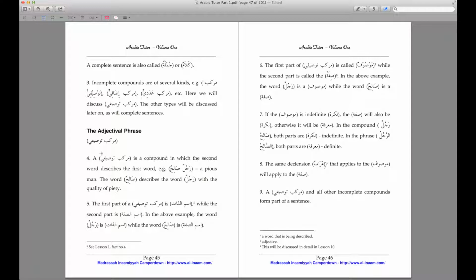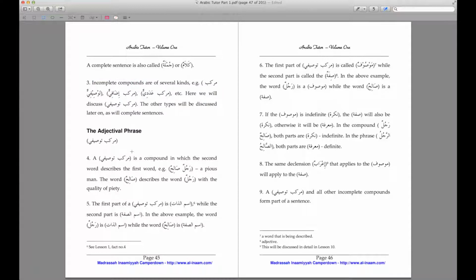Murakkab tawsifi is a compound in which the second word describes the first word. The second word, salih, will be describing the first word, the man. So rajulun salihun, a pious man. Still, these are incomplete. Again, try to remember this: incomplete compounds are of several kinds, and we're starting with murakkab tawsifi.